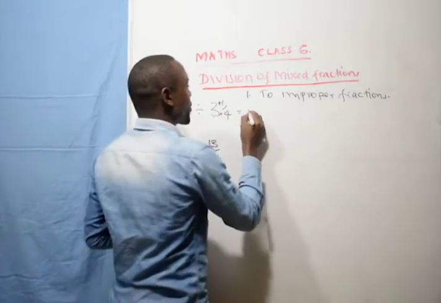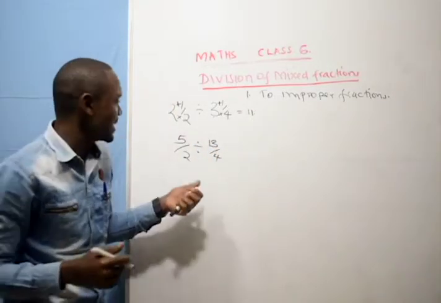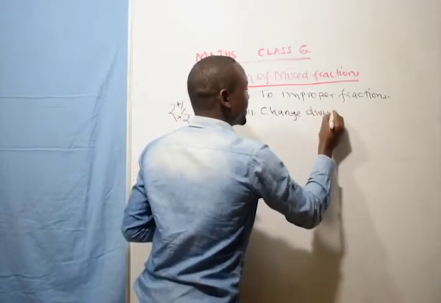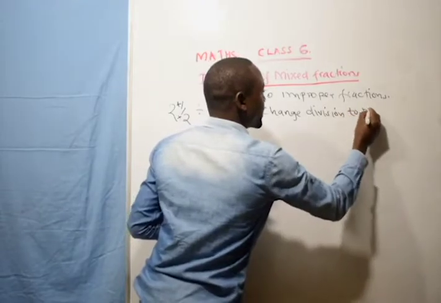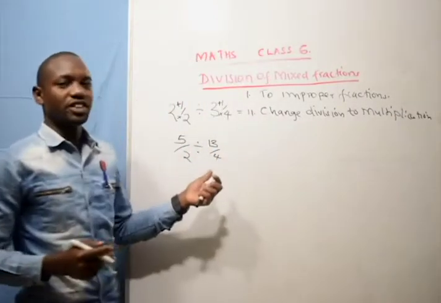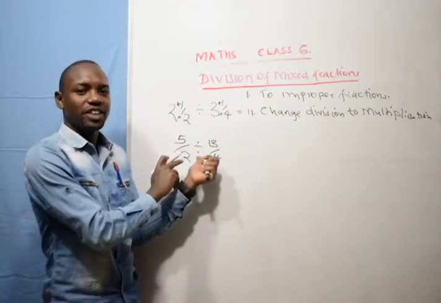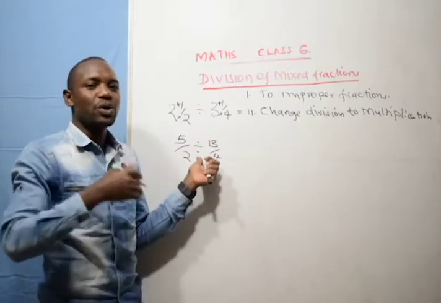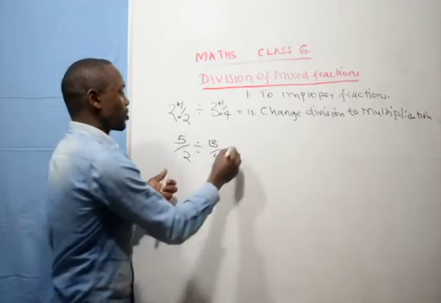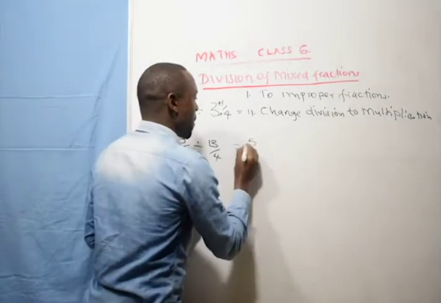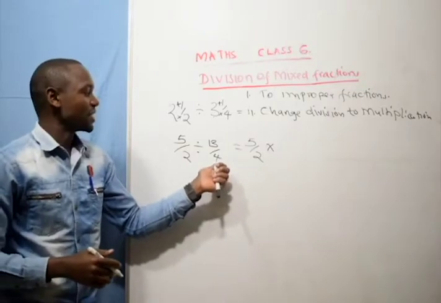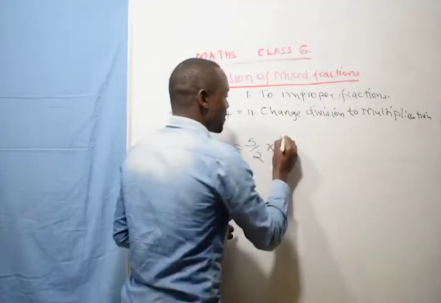Step 2. Now we go back to what we had said previously. Change the division sign to multiplication, and immediately after changing the division sign to multiplication, you convert the divisor into the reciprocal. You get the reciprocal of the second fraction. So this one can be written as 5 over 2 multiplied by, what is the reciprocal of 13 over 4? The reciprocal of 13 over 4 is 4 over 13.